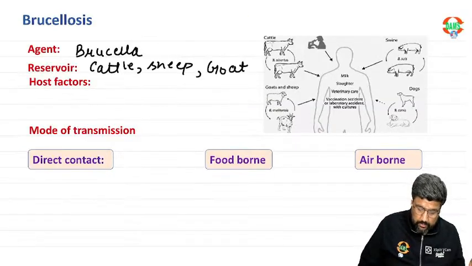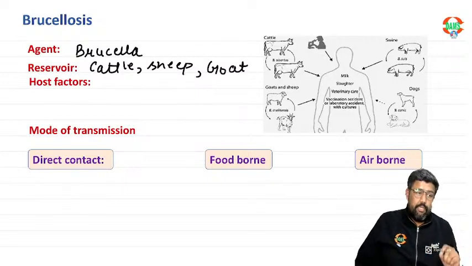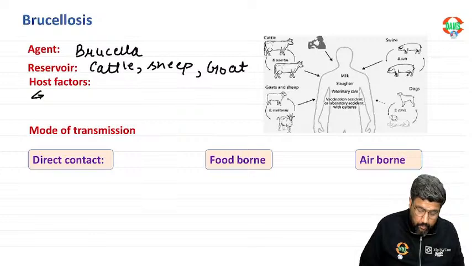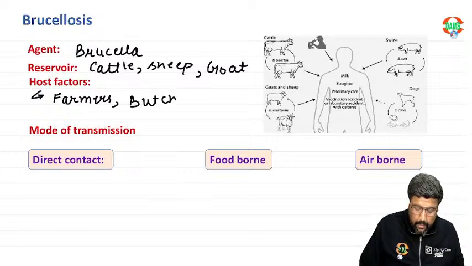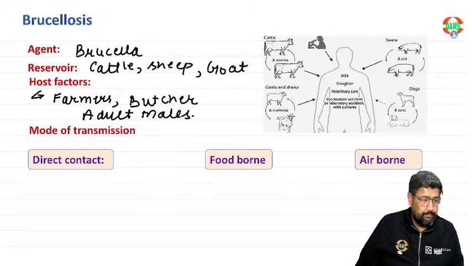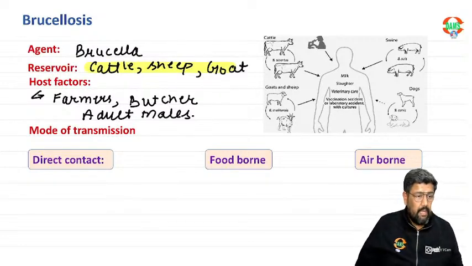Now, coming to brucellosis. So, in brucellosis, the reservoir is cattle, sheep, and goat. These are the reservoirs. If I talk about the host factors, then farmers, butchers, basically adult males are more at risk. Basically adult males, right? So the cattle are infected and adult males are at more risk.